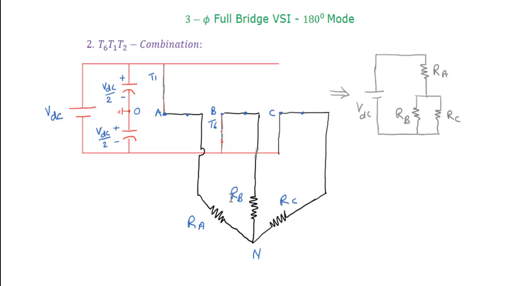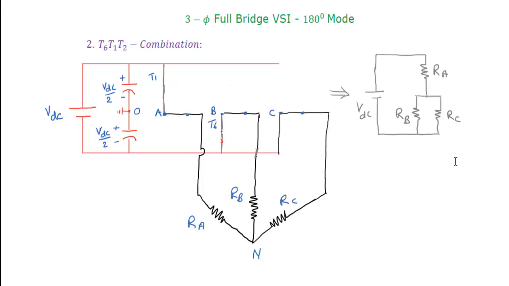Phase B and phase C are connected in parallel to the negative terminal of the source. Why the negative terminal? Because these two phases are connected to the source through the lower bank thyristors, T6 and T2 respectively. Phase A alone is connected to the positive terminal through thyristor T1, which is in the upper bank. The upper bank thyristors connect the respective phases to the positive terminal of the source, and the lower bank thyristors connect them to the negative terminal.